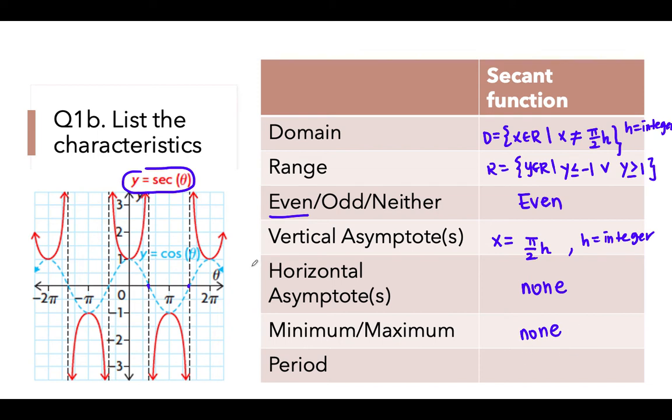Period. As you can see, the period happens every 2 pi. Starting from 0, this pattern is going to come back at 2 pi. So therefore, the period is 2 pi. Same thing as the sine and cosine graphs.